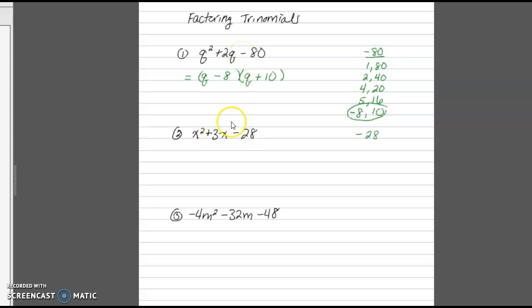In the second example, again, we're going to start with a constant, which is negative 28. So I'm listing here factors of 28. I do have a negative, so I know that those factors will be opposite in sign. So I want a difference of positive 3. And I see that if I choose 4 and 7, I can get a positive 3 if I make the 4 negative. So I can go ahead and set up my binomial.